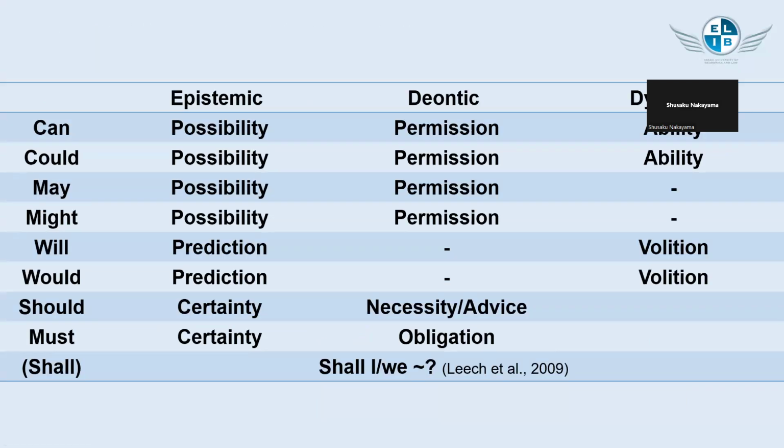Here is a summary of modalities. Can and could convey all the three types of modalities. For may and might, epistemic and deontic modalities. For will and would, epistemic and dynamic modalities. For should and must, epistemic and deontic modalities. The use of shall is decreasing at a rapid rate, and now it's found with just first-person subjects as in shall I or shall we. So this study focused only on this usage.